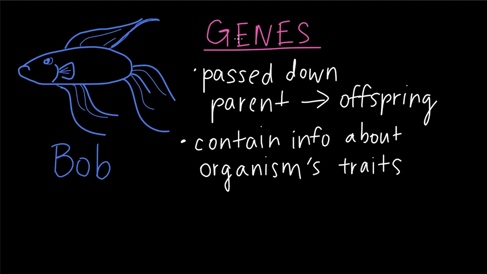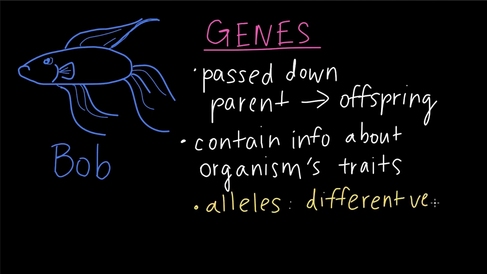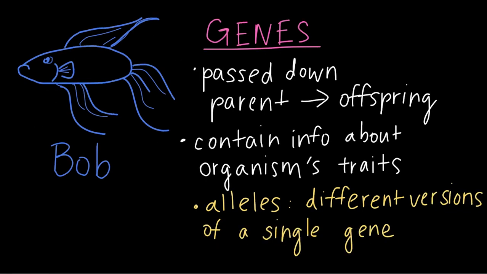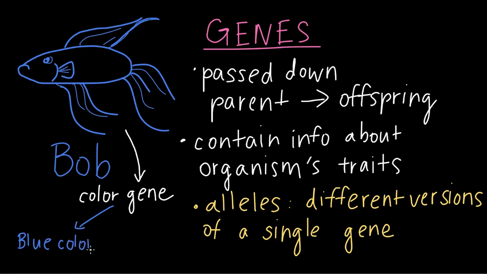Now, a single kind of gene can have many different versions, and we call these versions alleles. And these are just different variations of a single gene. So, for example, there may be a gene that provides information about betta fish coloration. So let me draw an arrow from Bob to, we'll say, color gene. And one allele of this gene may lead to a blue-colored fish, so I'll write here, blue color. And another allele may lead to green coloration, so I'll write here next to blue color, green color.